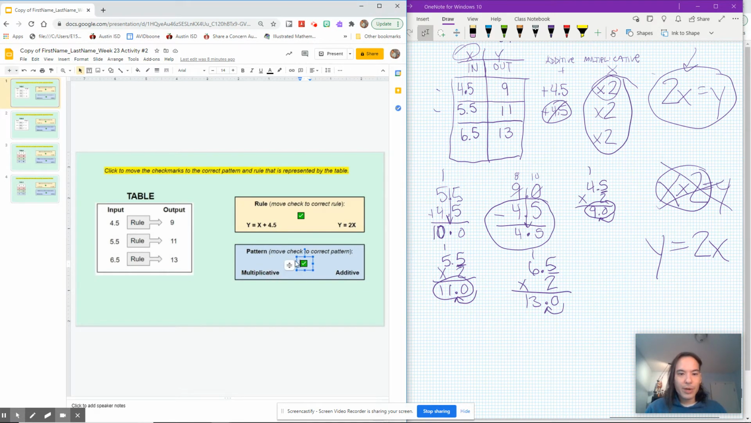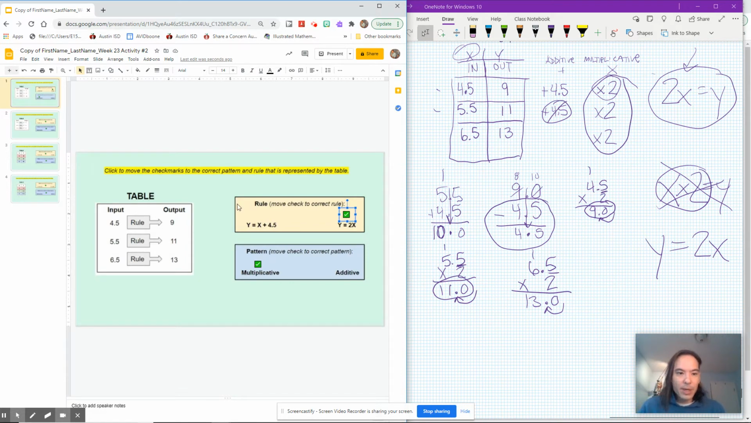So we're going to move the green check. Remember, this is a huge part of your assignment. Move the green check to multiplicative, and then we're going to actually move the green check to our rule, which was our multiplicative rule. Y is equal to 2x. Okay?